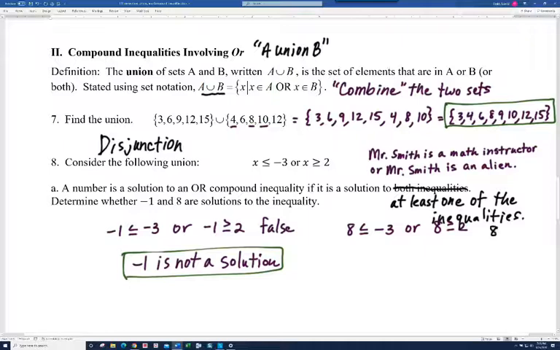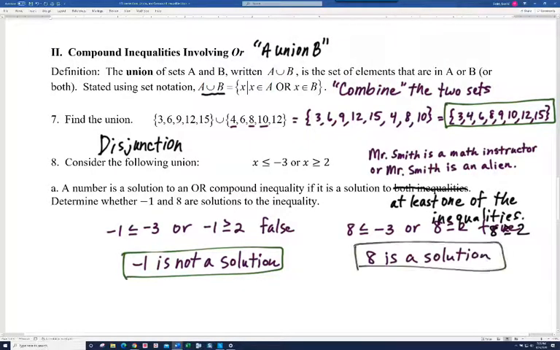Or 8 is greater or equal to 2. Well, 8 is not less than or equal to -3, but 8 is greater or equal to 2, and so this is considered true, or it is a solution because it works in at least one of the two statements. All right, so this is true. Boy, I made a mess of things there. So 8 is a solution.